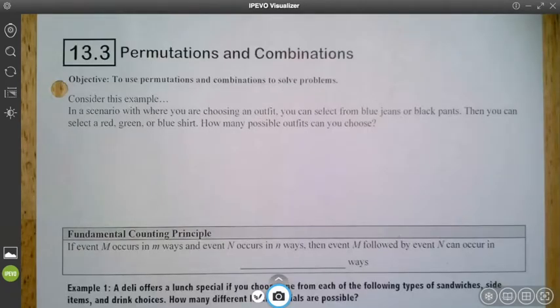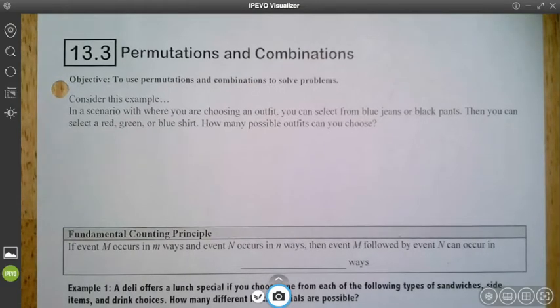All right, so the next page takes us into 13.3, where we'll be talking about permutations and combinations. Now, these are special ways of calculating probabilities and counting how many ways something can happen. Our objective is to use permutations and combinations in order to solve problems. When we're using them, usually we're just talking about counting how many ways something can happen. We can then use that for probability, but we're going to focus first on just how to use them. So these answers are not always going to be probabilities.